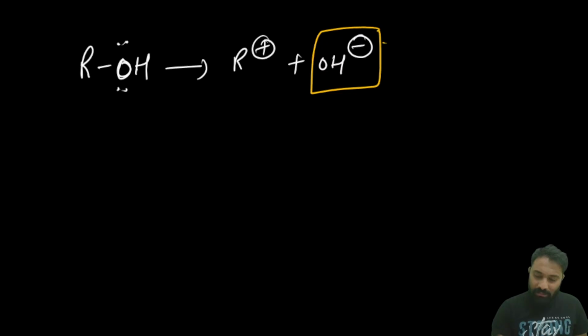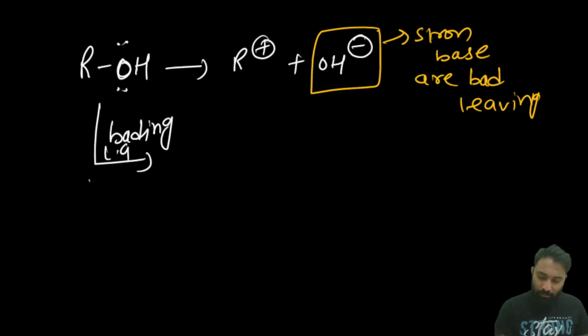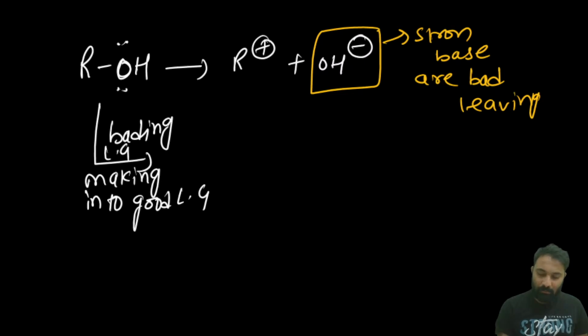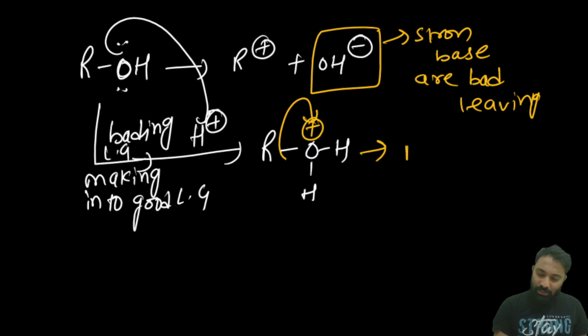This is a strong base. Strong bases are bad leaving groups. After leaving from the substrate, it will become a strong base. Strong bases are the bad leaving groups. But these bad leaving groups can be made into good leaving groups. How do we make the bad leaving groups into good leaving groups? By reacting with H plus. When it has abstracted this H plus, it will convert into the oxonium ion. This is an oxonium ion. Clear? Now the oxonium ion, by taking this bond pair of electrons, will be eliminated as H2O.